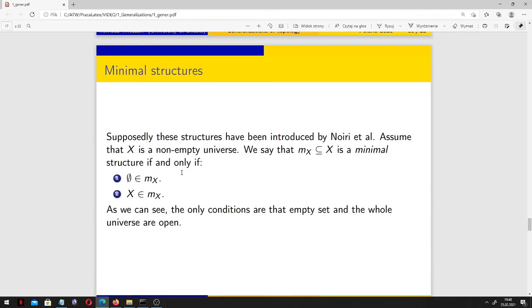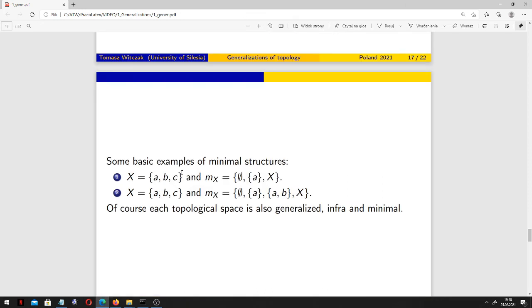Then we have minimal structures. Supposedly, they've been introduced by Noiri and some other authors. The very idea is that M is a minimal structure if and only if the empty set belongs to M and the whole universe belongs to M. Of course, each topological space is also minimal and also generalized and also infra. Some basic examples of minimal structures, not very complicated.